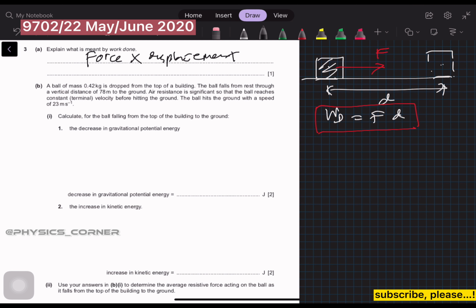Okay, potential energy, as you know, equals mgh. So we have mass 0.42, gravitational acceleration 9.81, and h is 78. So this equals about 321.